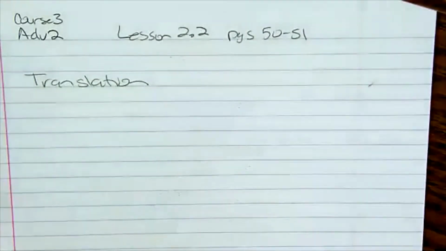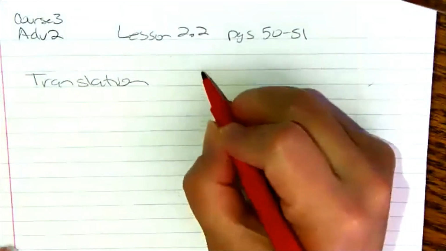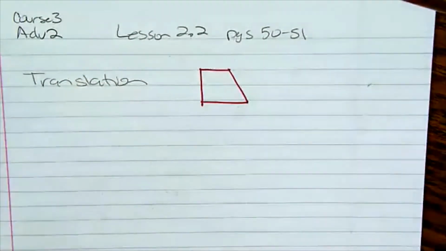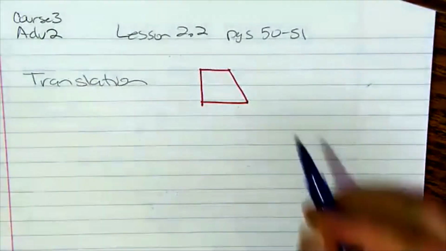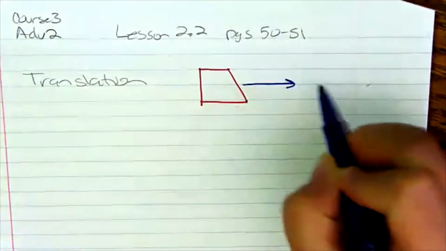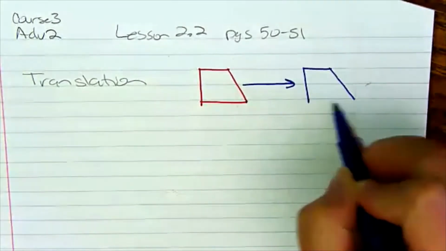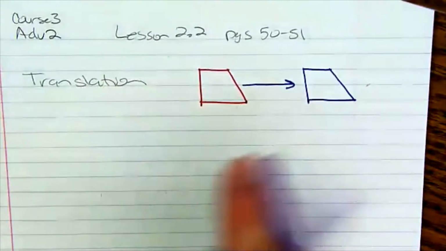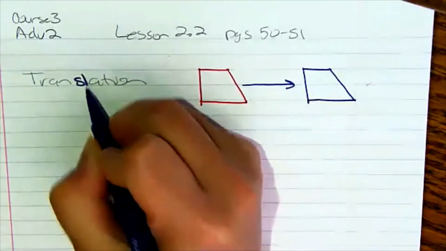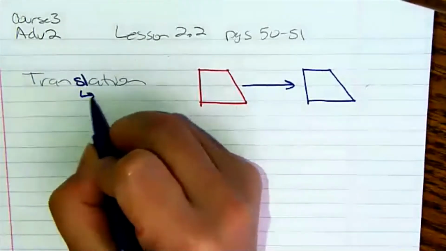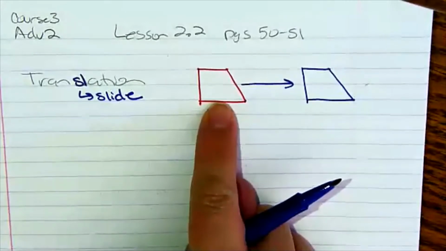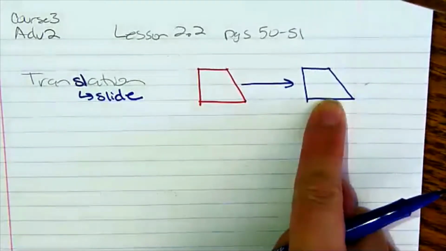Translation. We will use red for our original figure and blue for the image. So we have an original figure that looks like this, and we are going to translate it, or slide it, so that it looks like this. So a translation means a slide. We're going to be sliding an original figure to create an image.